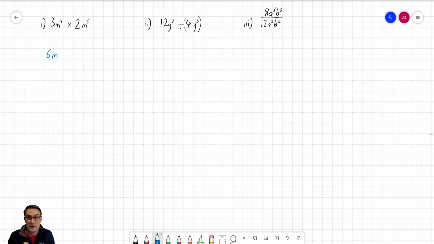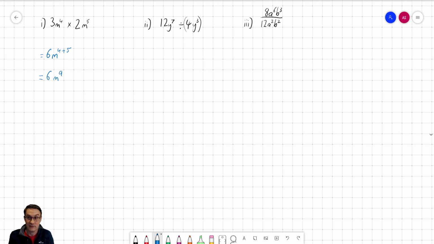And what I need to do is, because it's multiplying, I need to add these two powers together. So this is going to be m to the power of 4 plus 5, because I'm adding those two powers together here. And so once this is worked out, this is going to give me an answer of 6m to the power of 9.